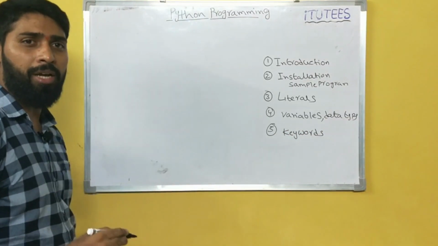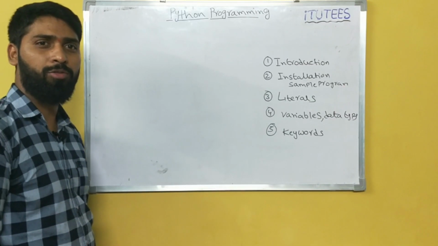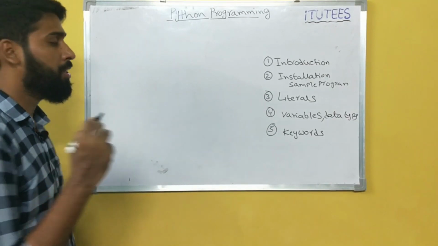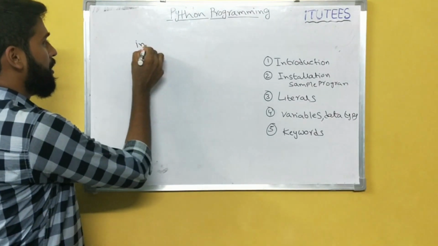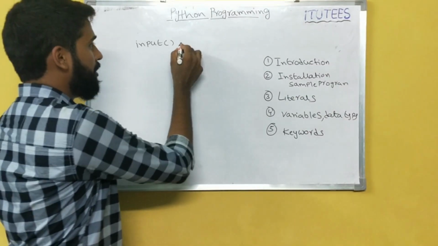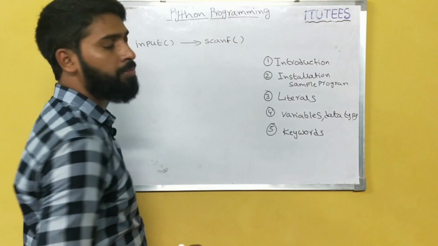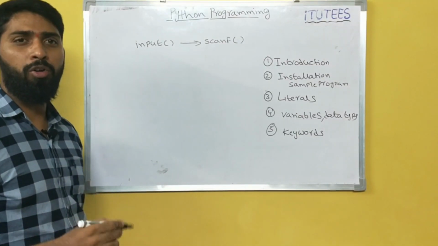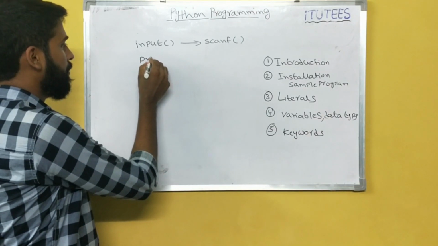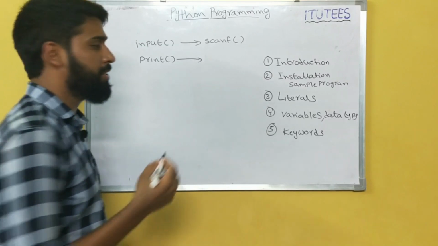Now, it is time to learn the input and output functions: how to read values from the keyboard. To read values from the keyboard in Python, we use the function named input. It is similar to scanf in C. And to print the output onto the console, we use the print function. It is similar to printf in C.